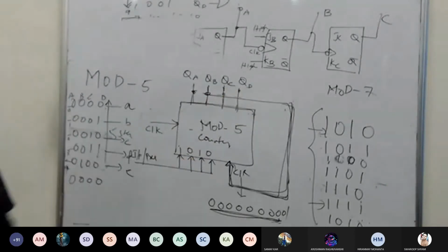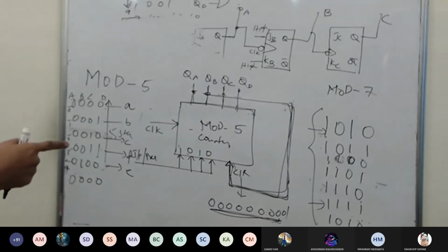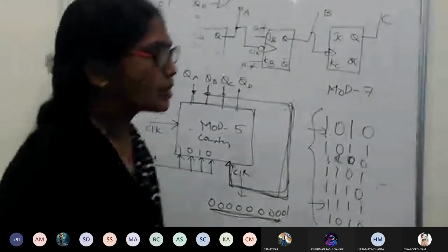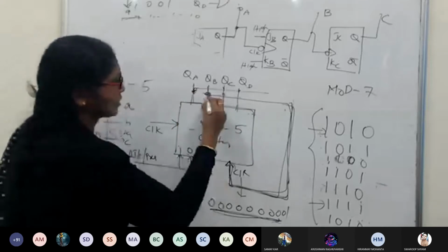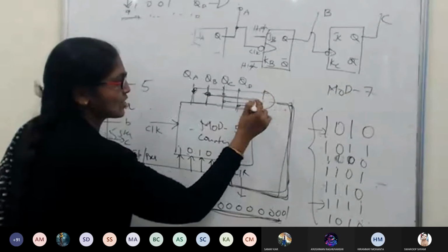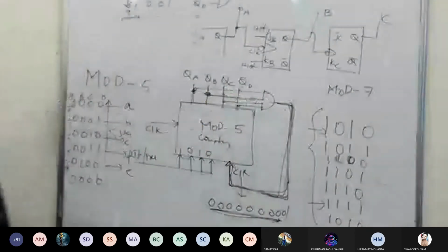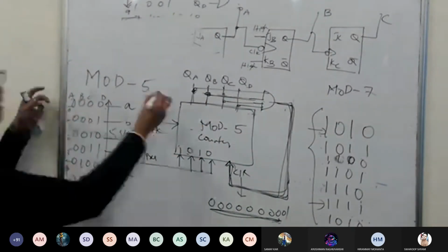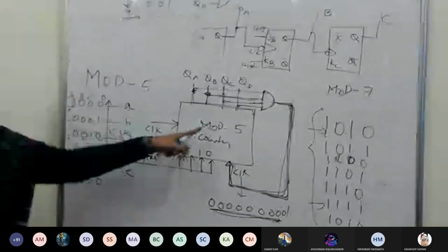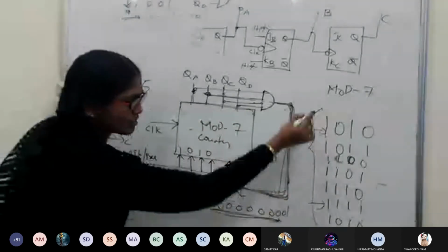Got it? Now you tell me where I will stop it. This is already loaded. Now tell me how I should do. Till 111 now. Are you getting the clue? Am I there in the middle? Yes, ma'am. Now see, everything if I input is enough. All the outputs I will give to an AND gate and then add it to clear. Will it change? Mod 7 counter, am I getting?